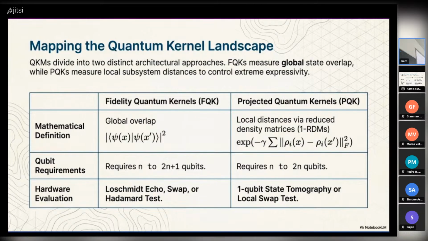But each thing has an advantage and disadvantage. In the following slide, you will see this method also has some disadvantage, the exponential concentration. So there's another way to do this, called the projective quantum kernels. In that case, you don't compute the wave function itself. First of all, you compute the reduced density matrix.